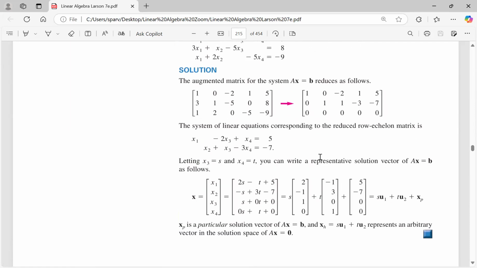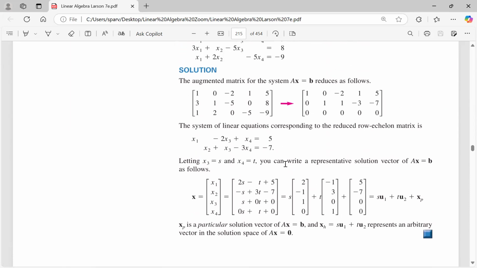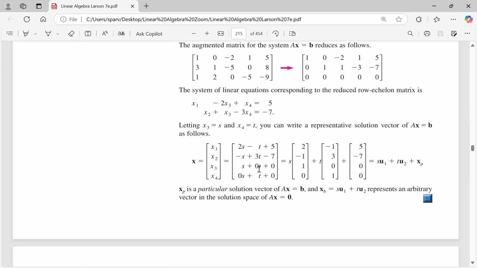So the solution to the system is going to be 2s minus t plus 5, negative s plus 3t minus 7, x sub 3 would be s, and x sub 4 would be t. And then you can rewrite these as 3 column vectors, right? Separate first column for s: 2, negative 1, 1, 0. The t column would be negative 1, 3, 0, 1. And the constants that don't have s or t would be 5, negative 7, 0, 0. This would be the particular solution.